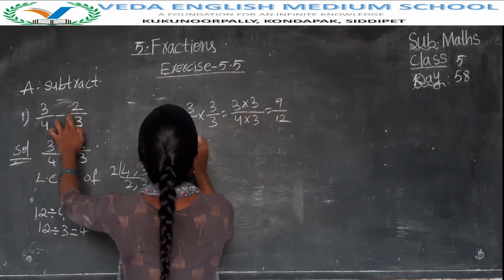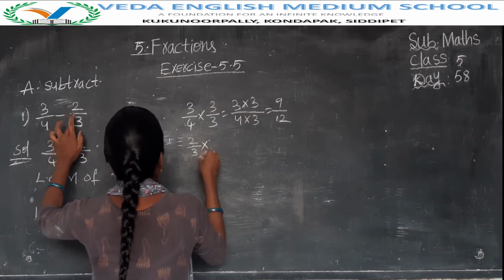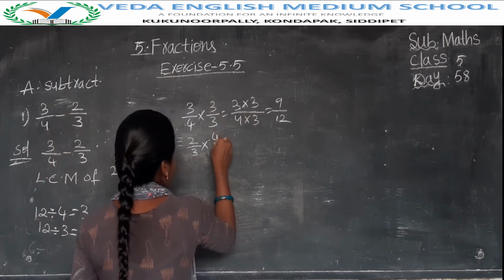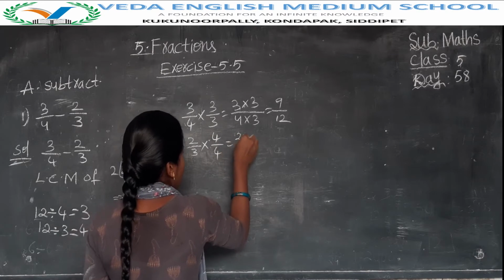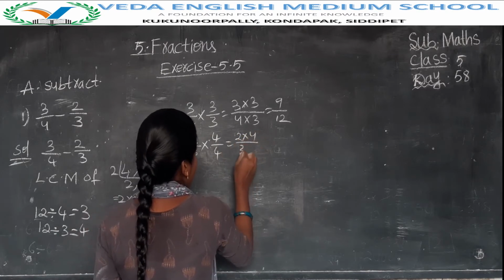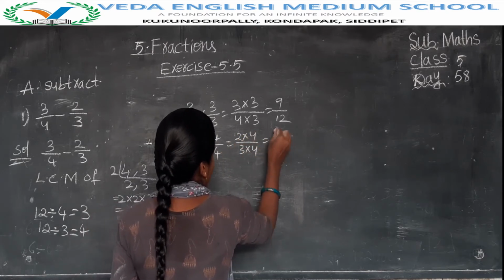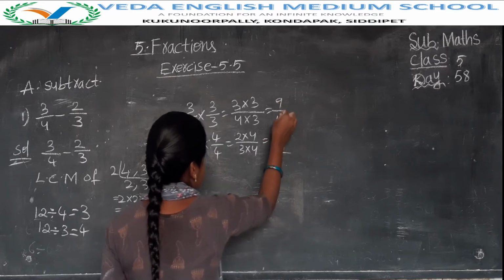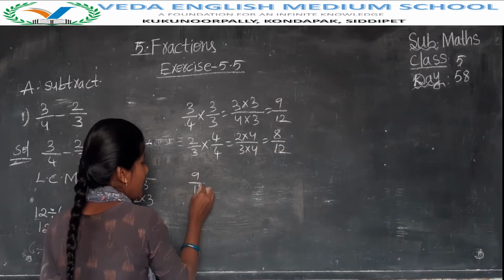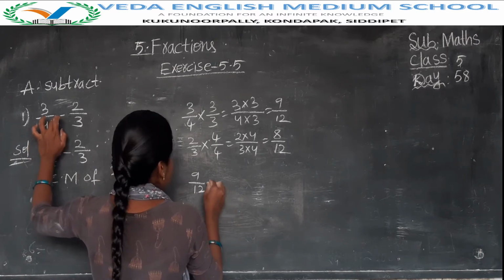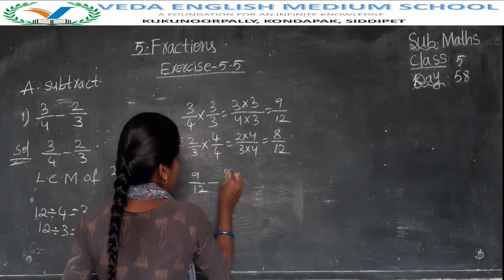Then take the second fraction, 2 by 3 into second fraction LCM answer 4: 2 into 4 by 3 into 4. 2 4s are 8, 3 4s are 12. Then take the first fraction 9 by 12. Here the symbol is minus, so you have to subtract 8 by 12.